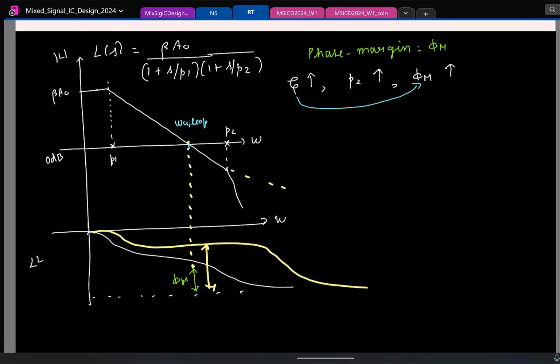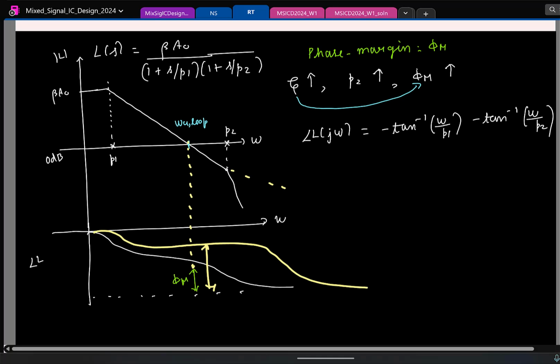So if this is the loop gain expression, tell me what is the phase of the loop gain at some frequency omega. This is the transfer function. What is the phase at a frequency omega? At any frequency omega, if I were to write the phase, what will that be? Minus tan inverse omega by P1, great, minus tan inverse omega by P2, okay, fine.